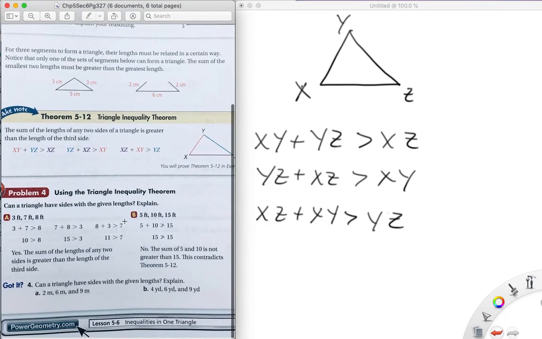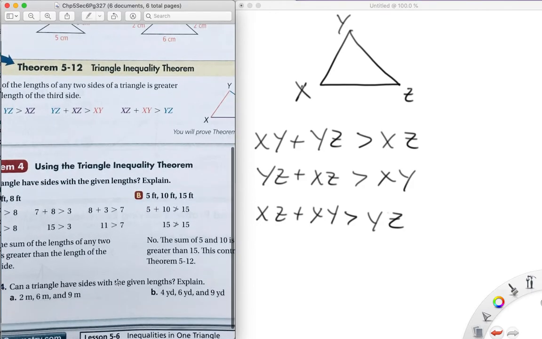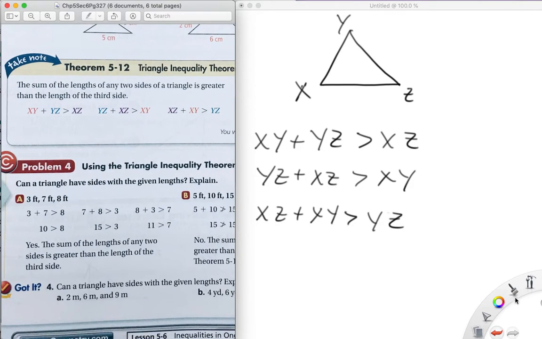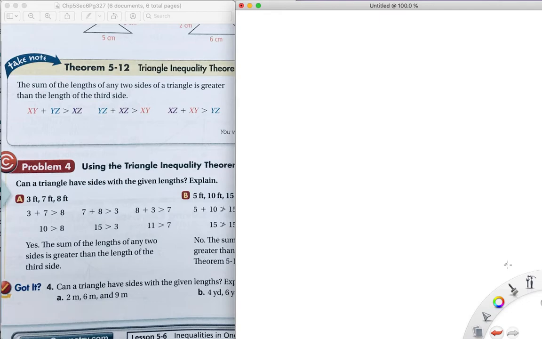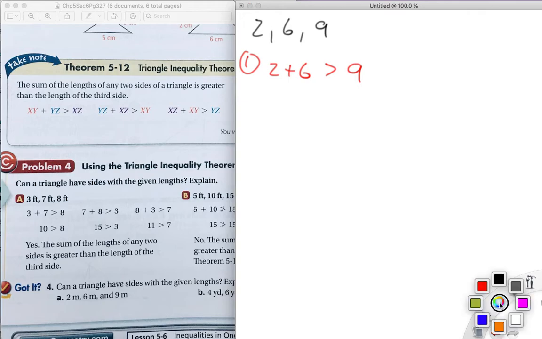Alright, so the way that we solve these problems is that we need 3 iterations. Here they give me 3 sides: 2, 6, and 9. And they want to know, is it enough? Can I make a triangle out of this? Well, we have scenario number 1. We'll add 2 plus 6, and it has to be greater than 9. We'll check that out later.